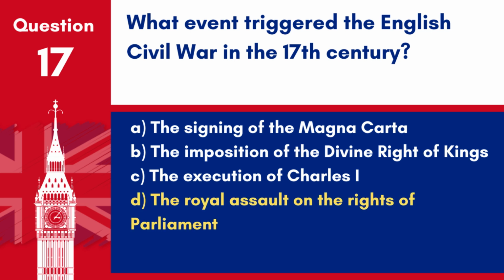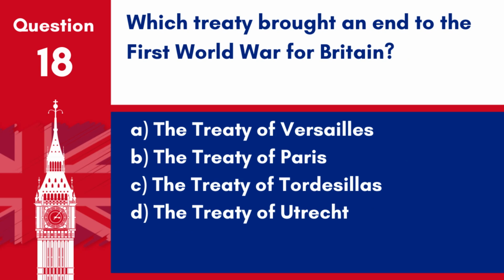Answer: D. The royal assault on the rights of Parliament. The English Civil War was triggered by conflicts between Parliament and Charles I, particularly concerning issues of taxation, religion, and royal authority.